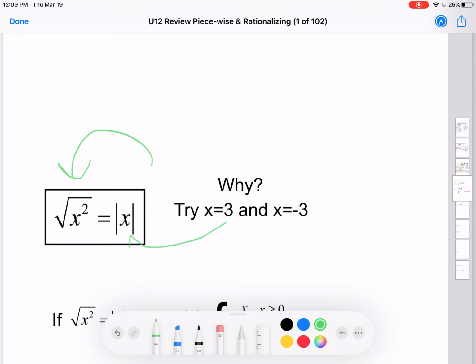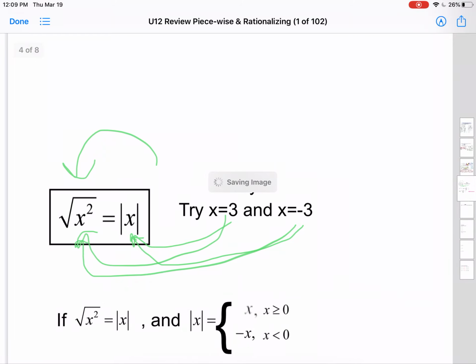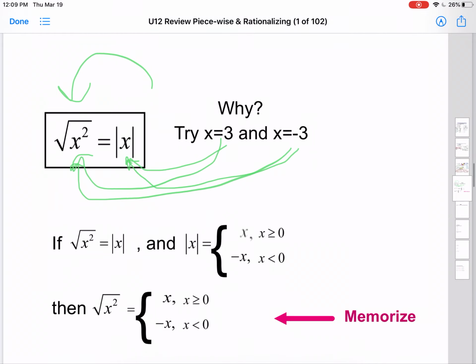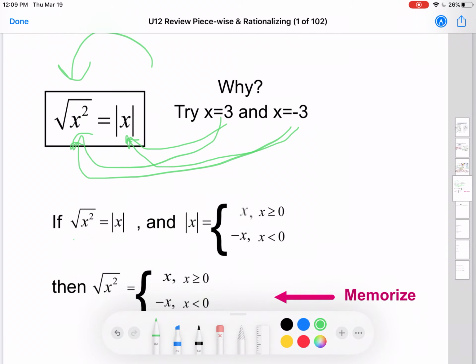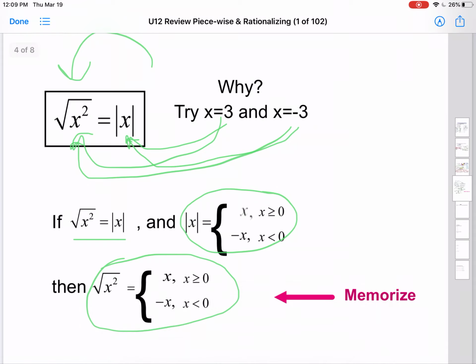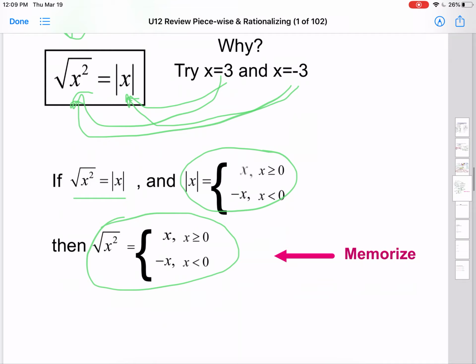If I take 3 and plug it in to both of them, I do get a true sentence. But also if I plug in negative 3, I'll wind up with a true sentence. So therefore, we can now also say that if the square root of x squared is equal to absolute value of x, and absolute value of x is equal to this, we now can conclude that the square root of x squared is also equal to this piecewise function. Again, a little bit here that we need to try and memorize.